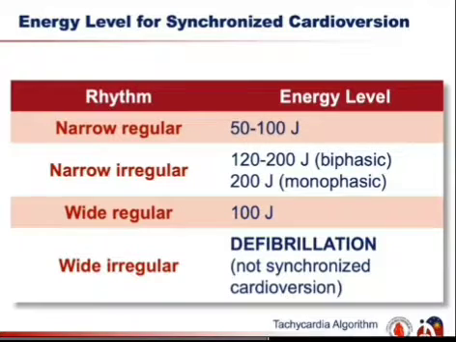For narrow regular rhythm, give 50 to 100 joules. For narrow irregular rhythm, give 120 to 200 joules when using biphasic machines, and 200 joules for monophasic machines. For wide regular rhythms, give 100 joules. For wide irregular rhythms, defibrillation is done instead of synchronized cardioversion. I will now guide you through operating a defibrillator in delivering a synchronized cardioversion.